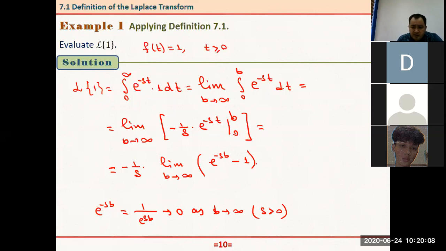All right, this limit exists if, when b goes to positive infinity, for this limit to be finite, this s must be positive. So if s is positive, when b goes to positive infinity, this is equal to 0. Here we have negative 1 times 1 minus 1 over s. That's equal to 1 over s. So our condition here is s must be positive.